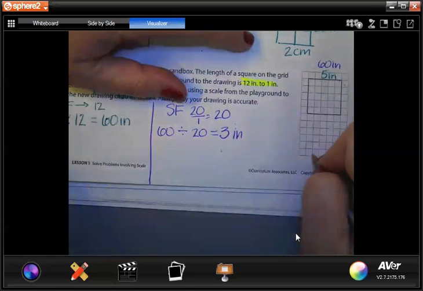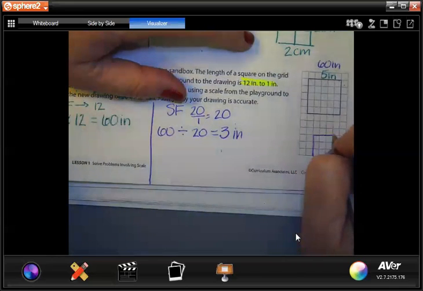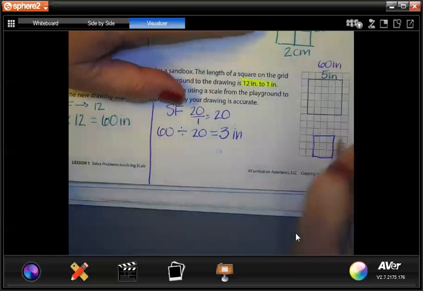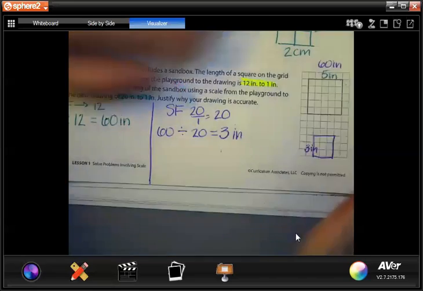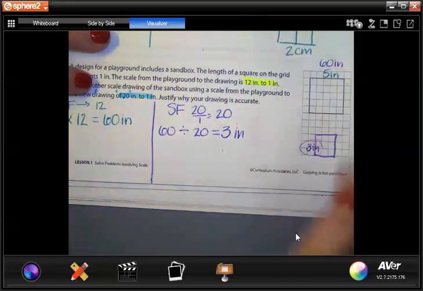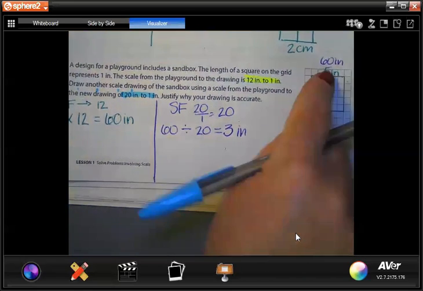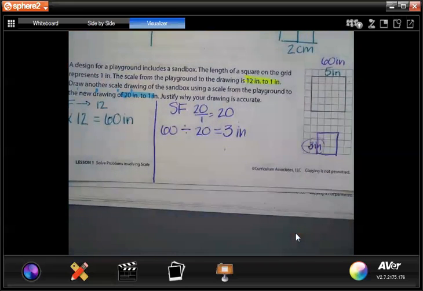So 1, 2, 3 on each side. All right, so there it is. There's my new scale drawing of this sandbox.